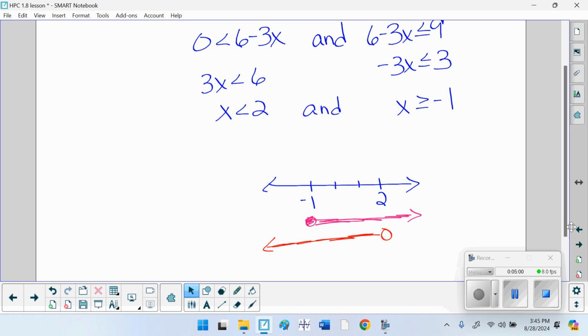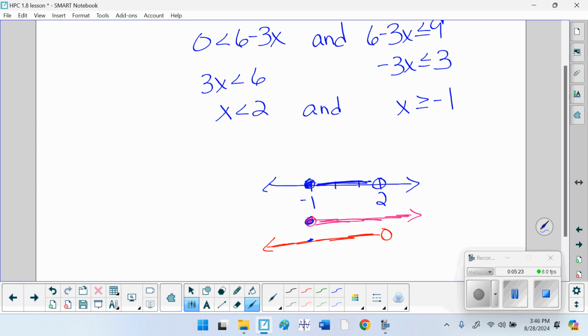And the intersection is the set that they have in common. So that's going to be, they both have -1 in them. It's shaded here, just like it's a closed circle here. Only one of them includes 2, so I can't include 2. But, oh, oops, I forgot to finish that. And then it's going to be all numbers in between.